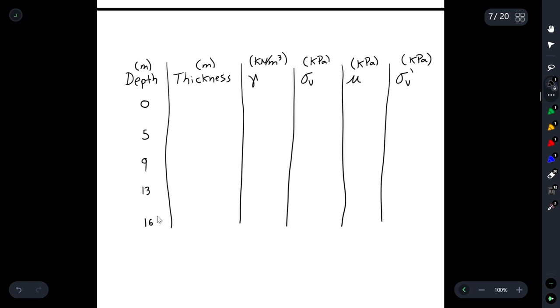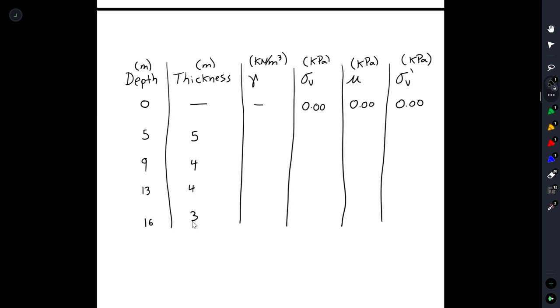And in this case, because the groundwater table was lowered, again, there is no thickness at the surface, there is no unit weight, and hence the total stress is 0.00. Pore pressure again is 0.00, and the effective stress would then be 0.00. Now we have that at 5 meters the thickness is 5, at 9 meters it's 4, then another 4 meters here, finally another 3 meters. Remember that we already have all the unit weights, so I'm just going to transcribe them here.